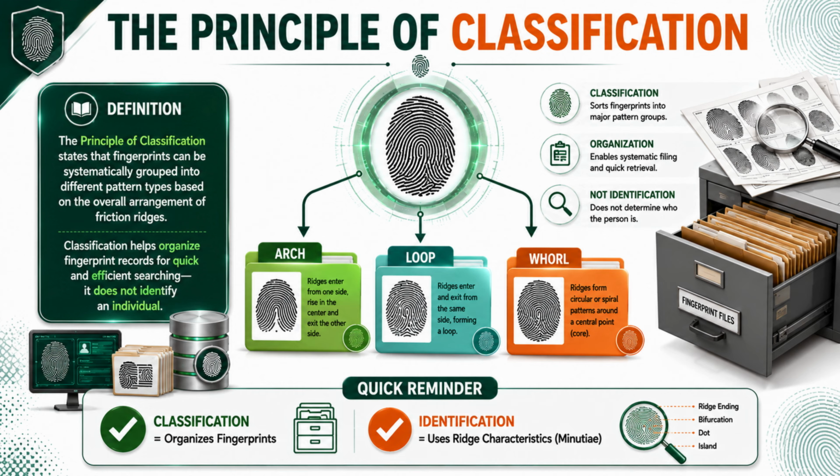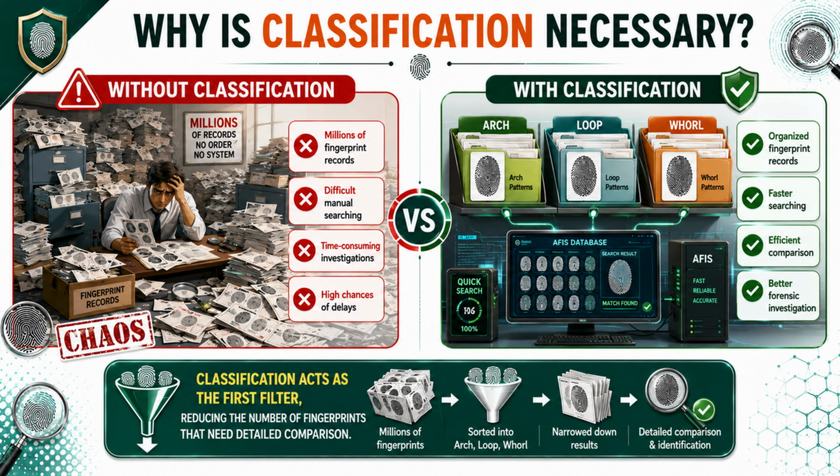The principle of classification states that fingerprints can be systematically grouped into different pattern types based on the general arrangement of friction ridges. Notice something very important here. Classification does not identify a person. Instead, it helps us organize and locate fingerprint records efficiently.